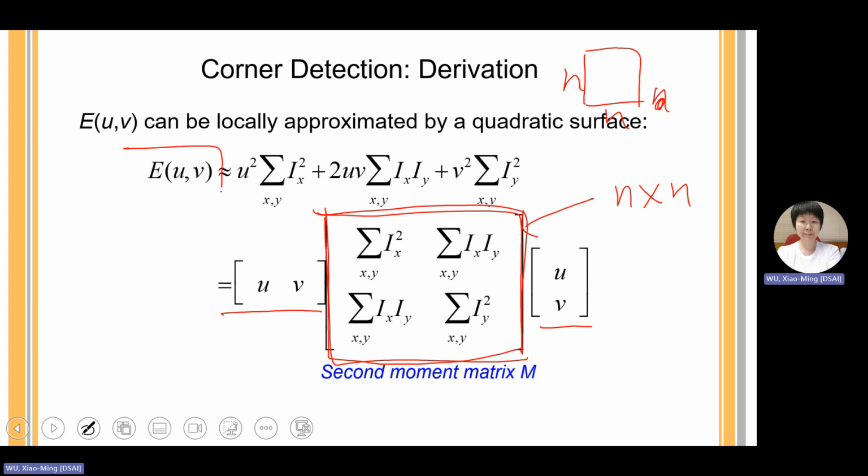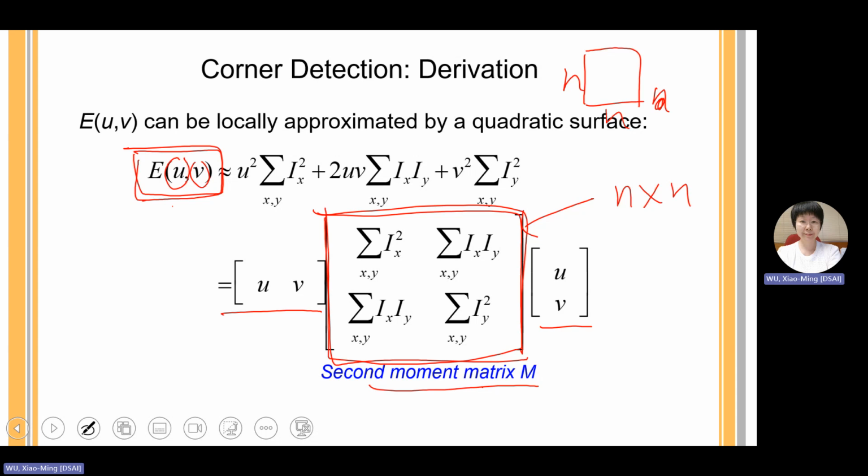And what is this? This is a function with two variables. And the output of this function is a scalar, because you measure the changes between two windows. The output is a scalar. So this is a 2 by 2 second moment matrix M.